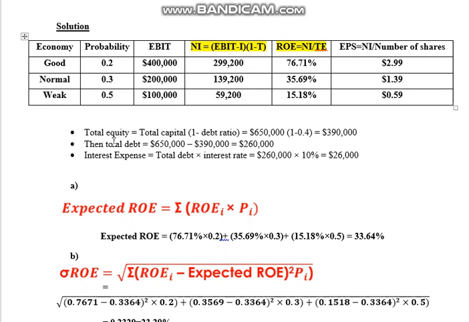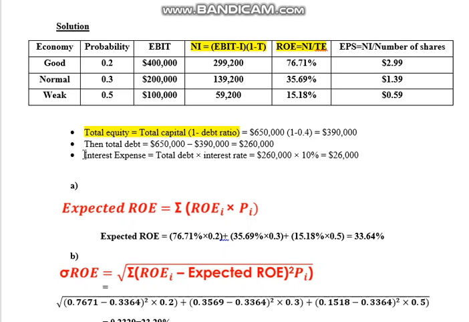The total debt is equal to the total capital minus the equity. So first we have to calculate the total equity, which is equal to total capital times 1 minus the debt ratio. So it's equal to the total capital 650,000 times 1 minus 0.4, which is equal to 390,000. Then the total debt will be equal to the total capital minus the total equity, so the total debt will equal 260,000.